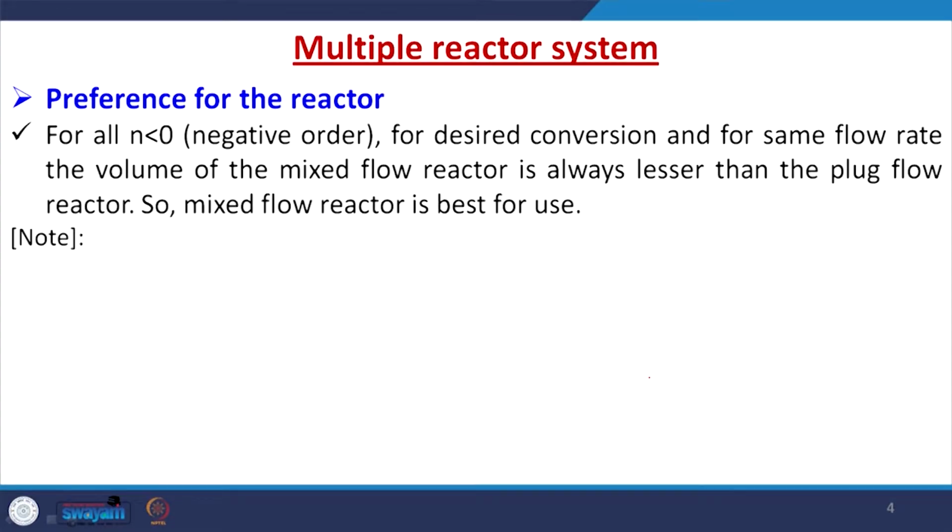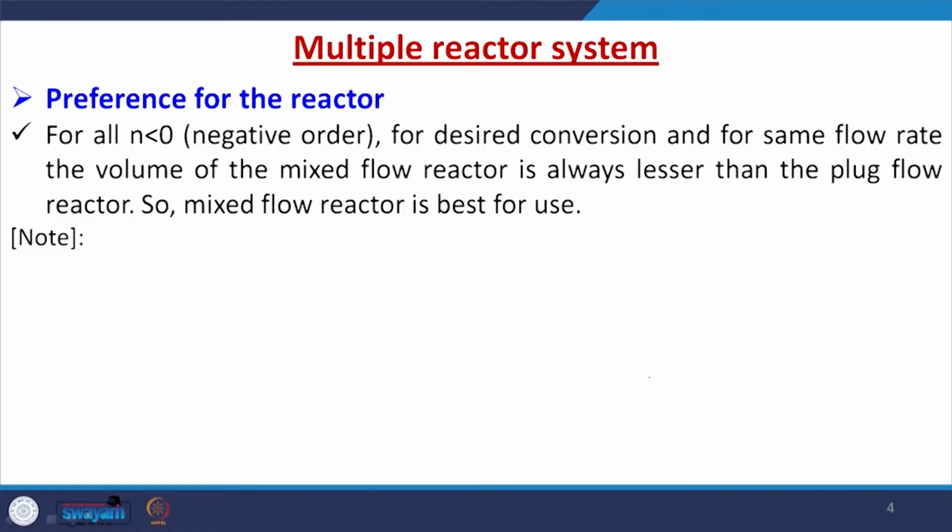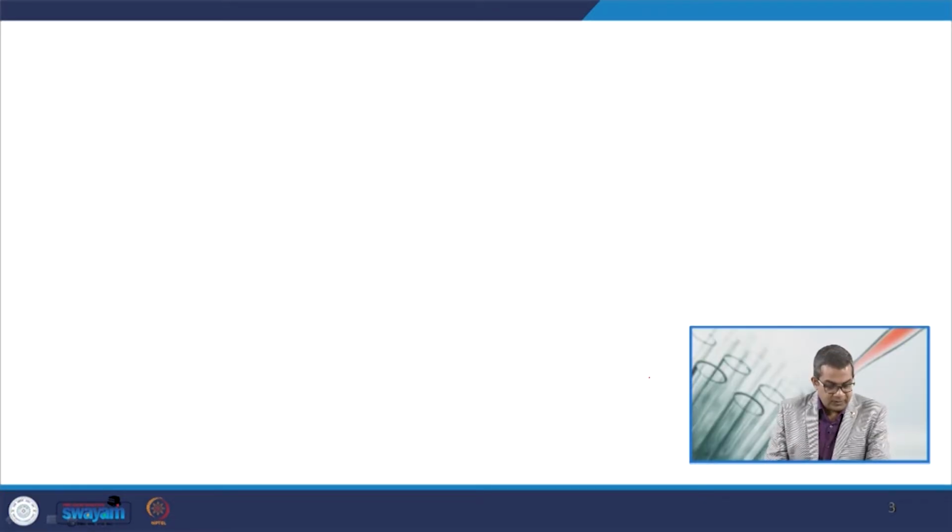Now, sometimes people may ask what may happen for a negative order reactor system. For n less than 0, for the desired conversion and the same flow rate, the volume of the mixed flow reactor is always less than the plug flow reactor. So, MFR or mixed flow reactor is termed to be the best for such a system. Let us have a look at this particular thing.